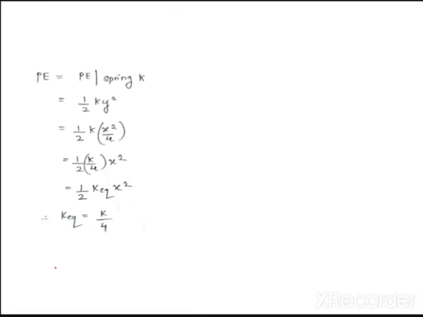Okay. Now potential energy of the spring. Now potential energy of the spring is what? P is equal to half k into y square. But what is y? Y is equal to x by 2. Okay. Because I want to bring everything into x.